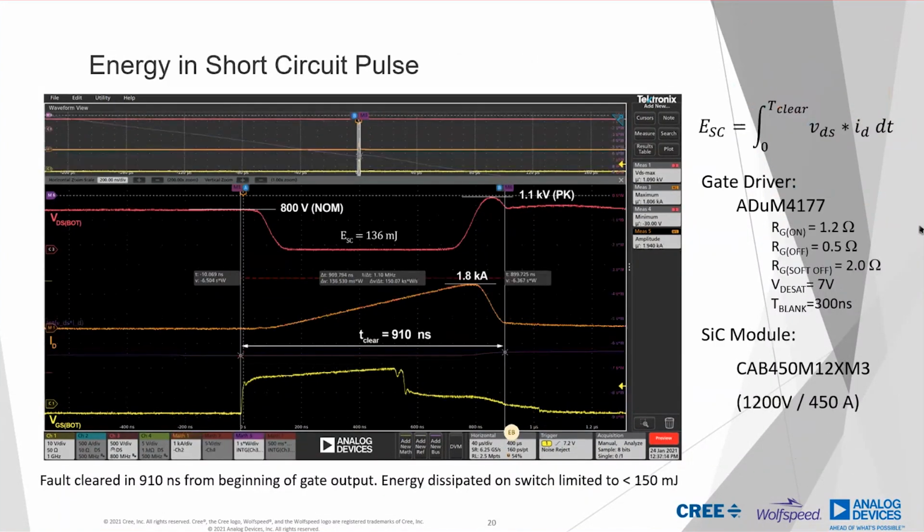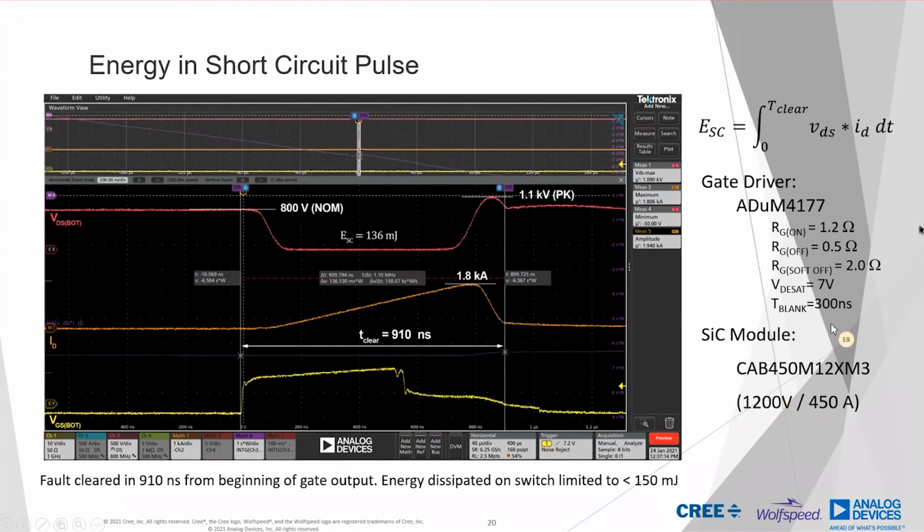If we go to the next slide, you can see the same event, but now instead of the DSAT node, we're plotting the drain current that's coming through here. So we're keeping the current, this is a 450 amp rated device. We're keeping the transient peak current under 1 to 1.8 amps or kiloamps. And so it's around four times the rated current.